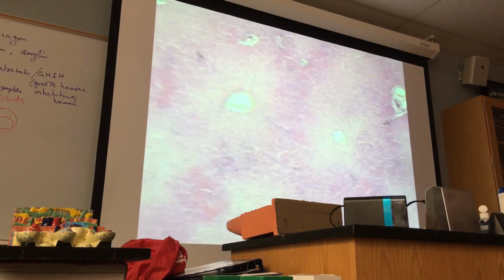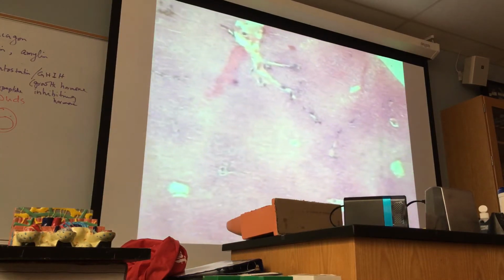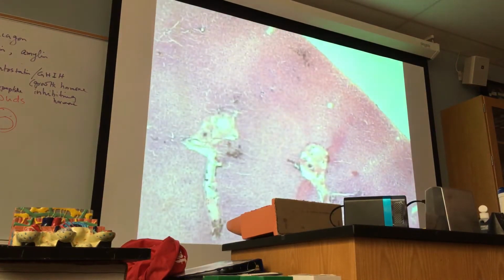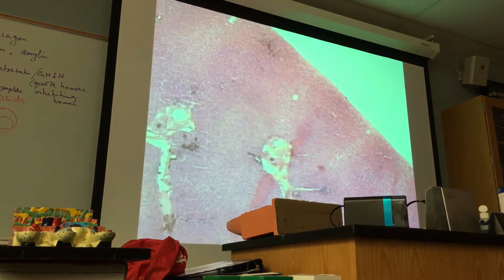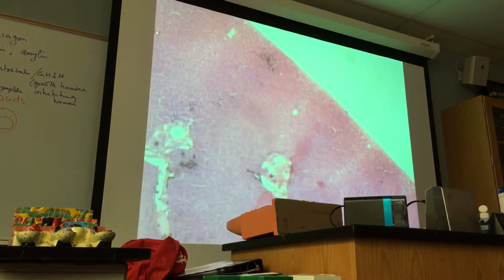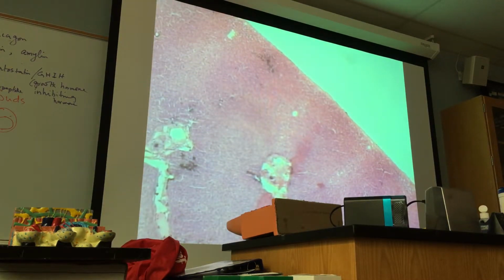And where is that structure? I can see some. There you go. This is a good one. Here is one. Now this is called the hepatic portal vein. There is the hepatic artery, and this is the bile duct. Here, the hepatic portal vein, the hepatic artery, and the bile duct.